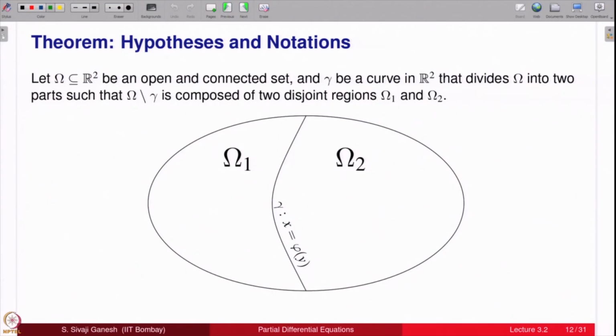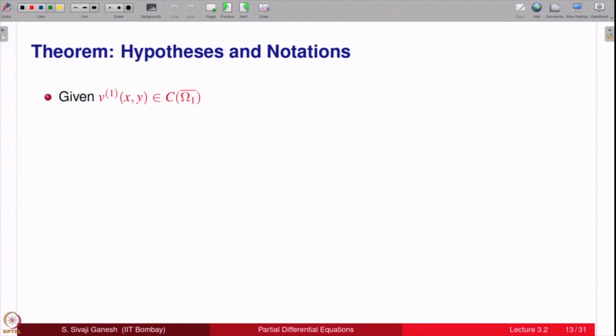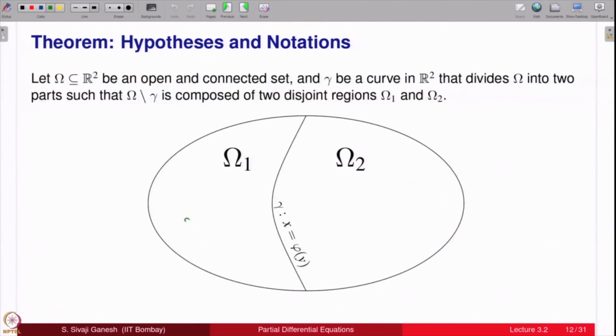We are going to assume that the curve gamma is given by x equal to phi y. We have already seen its interpretation in lecture 3.1. Why do we consider x equal to phi y? Once again we will explain at the end of this result. So, given V1 in C of omega 1 bar, which means you are given a function V1 which is continuous on omega 1, of course omega 1 is an open set, but it should be continuous up to the boundary of omega 1. In other words, what we actually want is its meaning on this curve. So, therefore, V1 on the curve gamma makes sense.